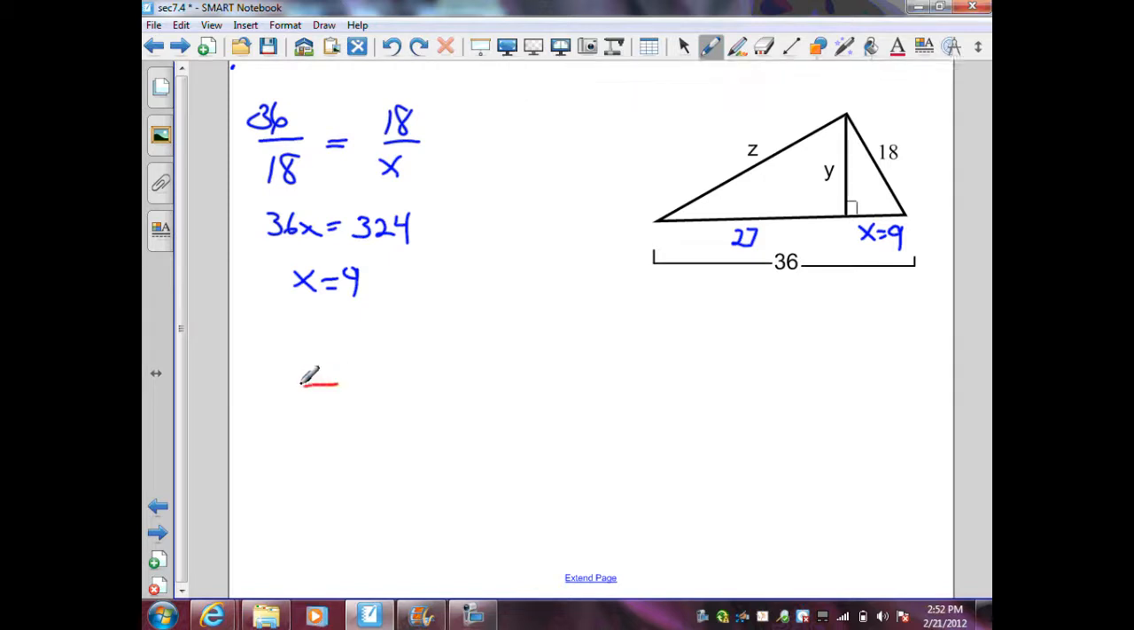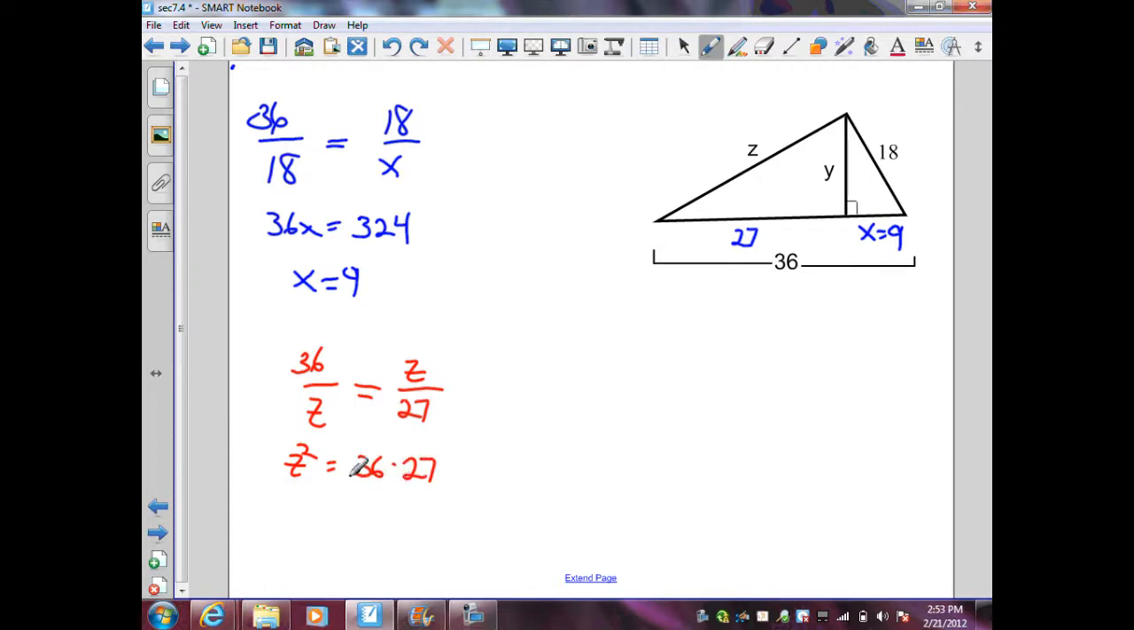So again, z is a leg, and by corollary 2, that leg is the geometric mean between the hypotenuse, which is 36, and the segment of the hypotenuse adjacent to the leg, which is 27. Cross product, I get z squared equal to, and I'm going to leave these factors as they are instead of multiplying them, 36 times 27.